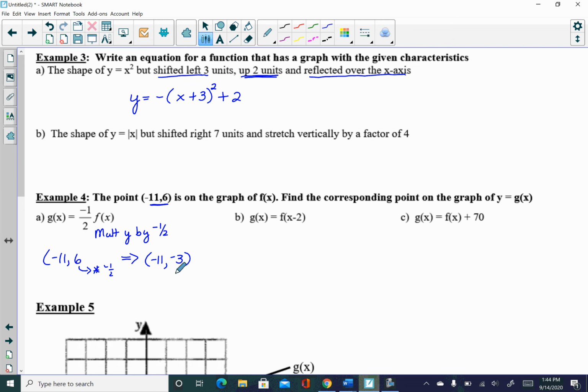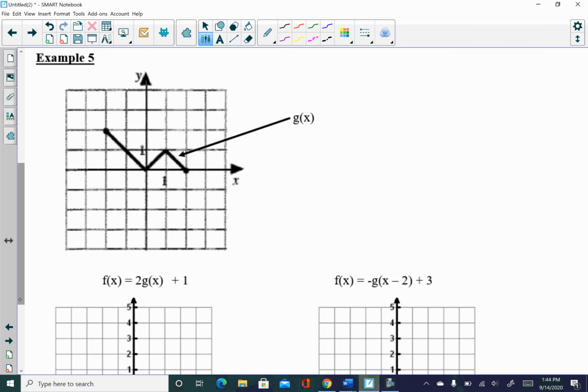I'll do one more with you. In letter B, g of x equals f of x minus 2. So you're inside parentheses here, so remember that's horizontal, so that's affecting your x values. And remember that in this case, when you affect your x values, it's opposite of what you think. So you're going to be taking your x value and adding 2 to it. Think about your normal ordered pair, (-11, 6). We're going to be taking that -11 and adding 2 to it to give us a new ordered pair of (-9, 6). Okay, final answer. I'll let you try C on your own, and we'll do one more here together in example 5.